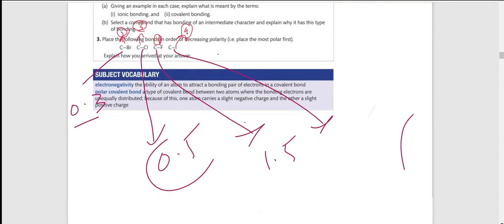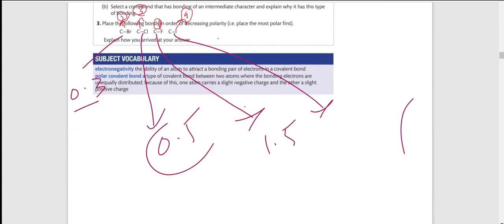So CF is more towards ionic, right? And the question is, place the following bonds in order of decreasing polarity, the most polar first. So which one is the most polar one? CF. And then? CCl. And then? CBr. And then? The last one, CI.